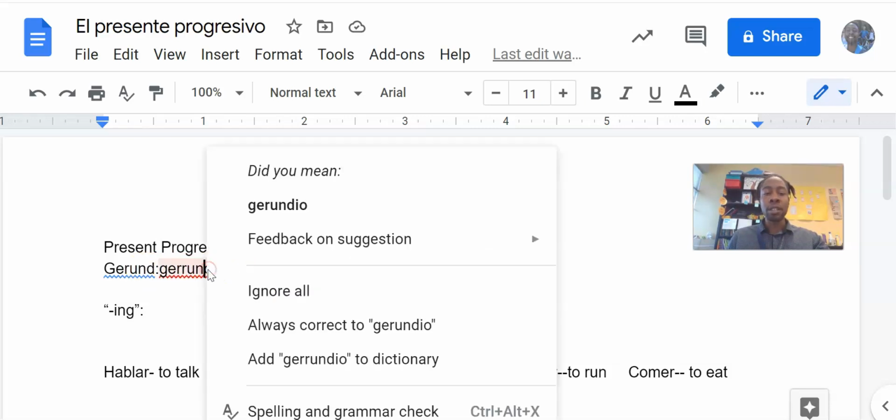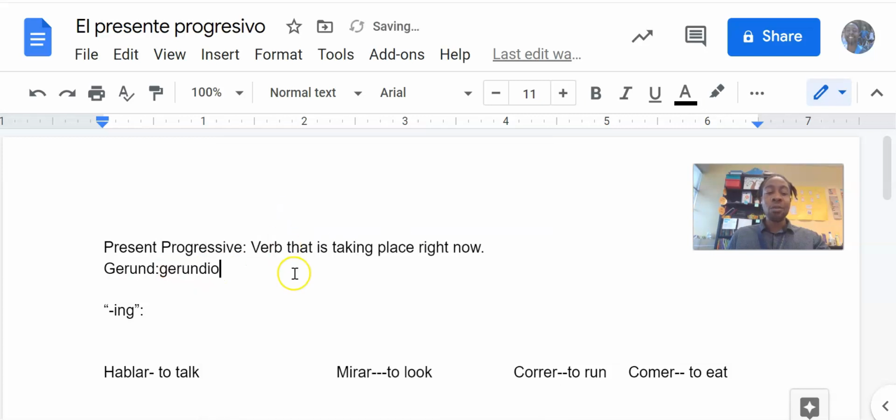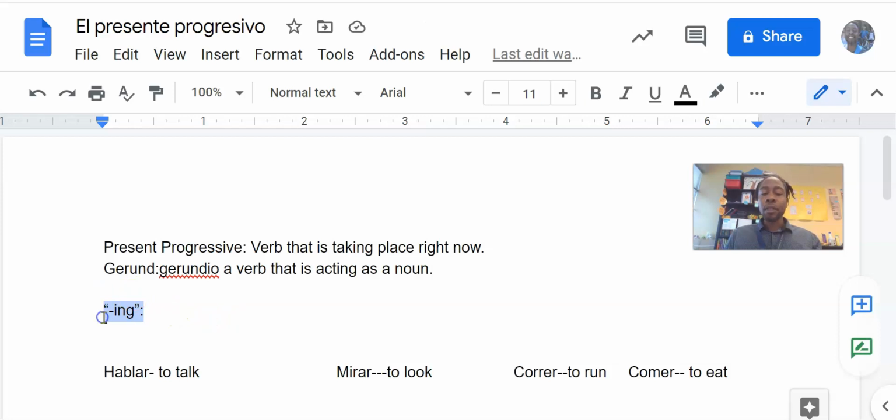So, un gerundio, did I spell that wrong? I did. Un gerundio is a verb that is acting as a noun. And when we have a verb acting as a noun, what this means is that we've taken a verb and we've added ing to the end.